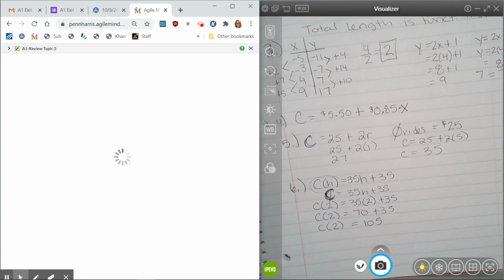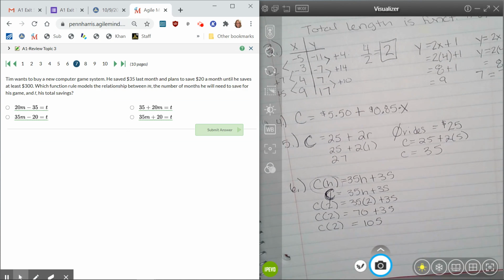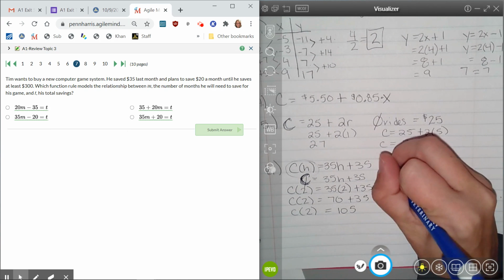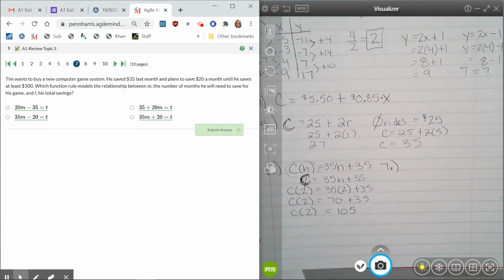Looking at number 7, they want us to write a rule. It says Tim wants to buy a new computer system. He saved $35 last month and plans to save $20 a month until he saves at least $300. Which function rule, which equation, models the relationship between M, the number of months he'll need to save, and T, his total savings?